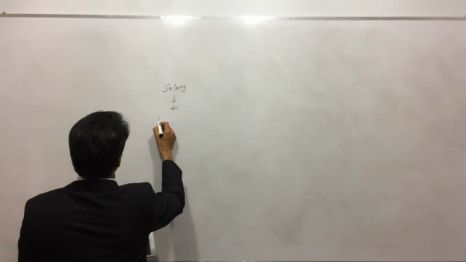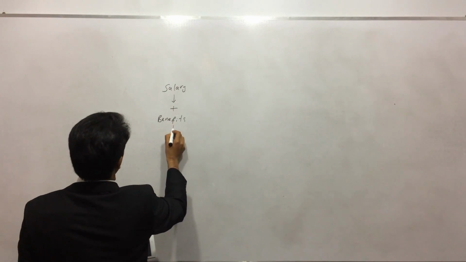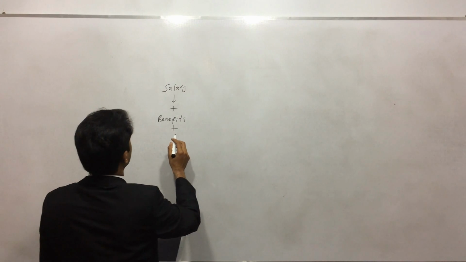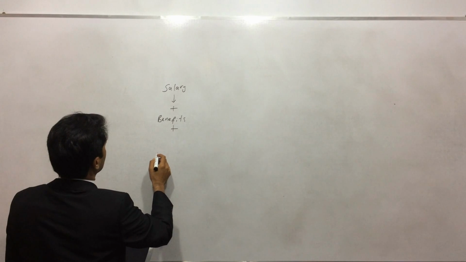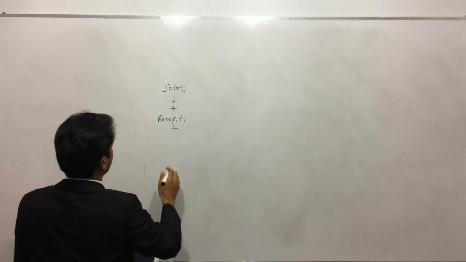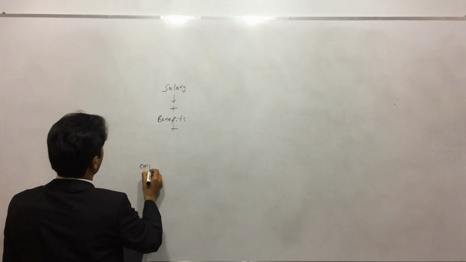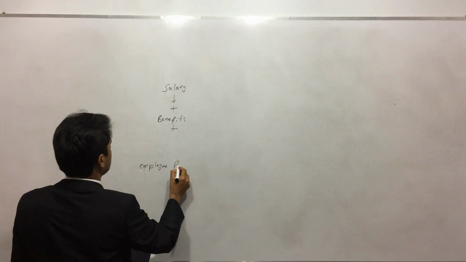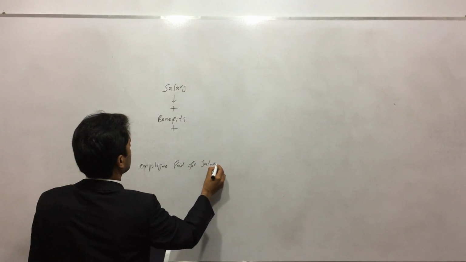I need to add benefits into it. Benefits, I told you, could be many sorts. Then, hang on, I will write down the thing here. I just forgot. So salary, benefits, then I need to deduct out of this whatever the employee has paid for the salary, paid for the benefits. Employee paid for salary.